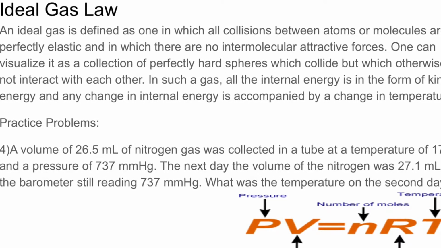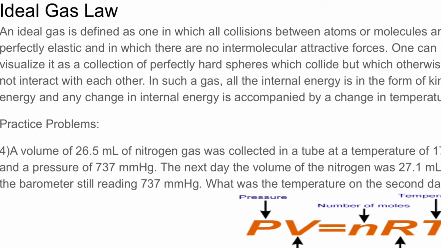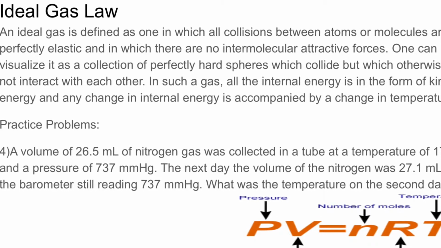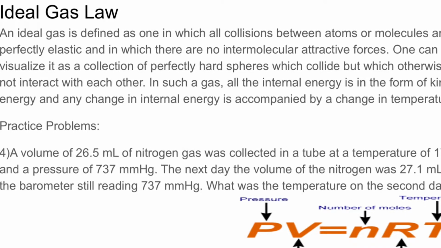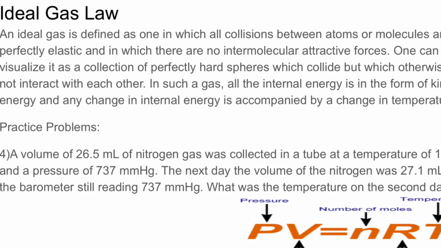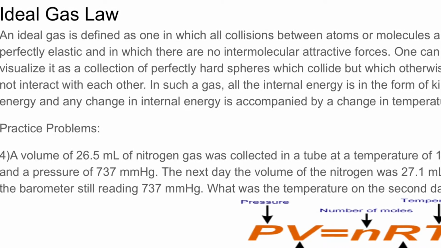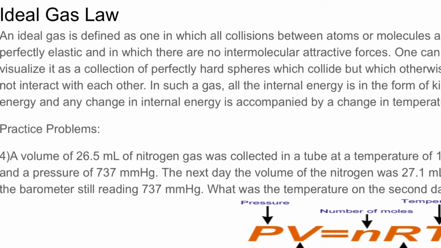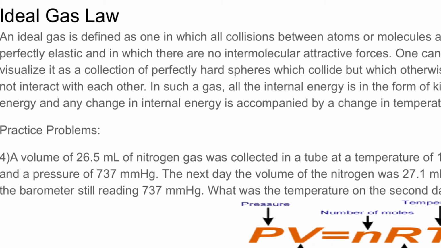Practice problems. Number 4. A volume of 26.5 milliliters of nitrogen gas was collected in a tube at a temperature of 17 degrees Celsius and a pressure of 737 mmHg. The next day, the volume of the nitrogen was 27.1 milliliters, with the barometer still reading 737 mmHg. What was the temperature on the second day?